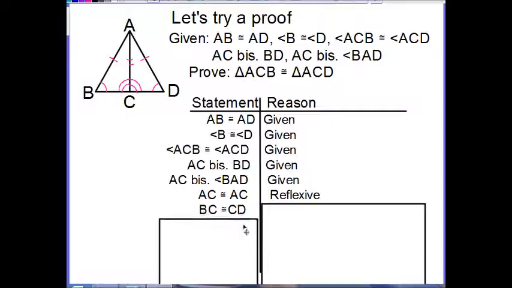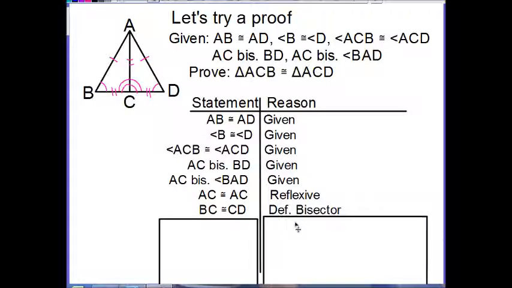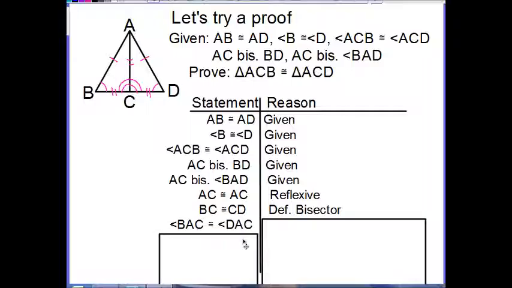Next, I'm going to say BC is congruent to CD, and here's the reason why. AC bisected BD, which means it chopped BD in half. I'm going to draw in my tick marks. My reason is saying definition of a bisector. My next step. AC also bisected angle BAD. So angle BAC is congruent to angle DAC by definition of a bisector.